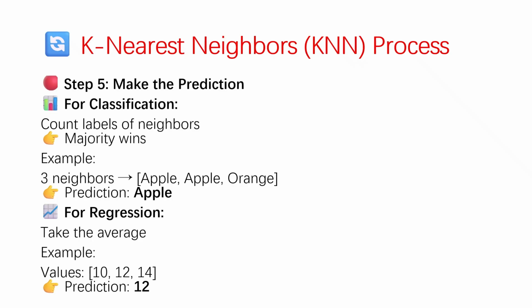For classification, we look at the labels of the K nearest neighbors and simply count them. Whichever label appears the most, that's our prediction. So if we have apple, apple, and orange, the final answer is apple. For regression, it's a bit different. Instead of voting, we take the average of the values. So if the neighbors are 10, 12, and 14, the prediction becomes 12. So in summary, KNN either votes for class or averages values, depending on the problem.